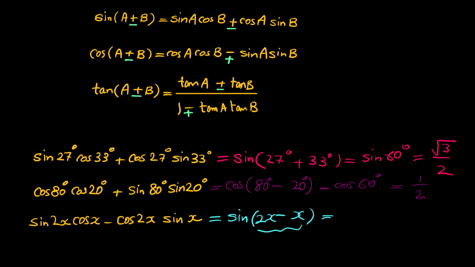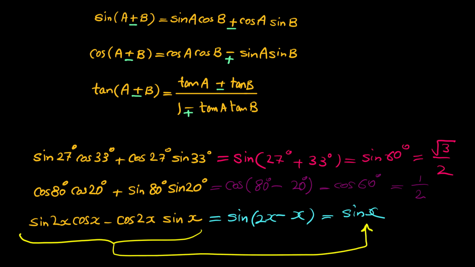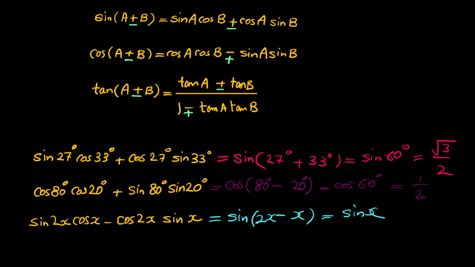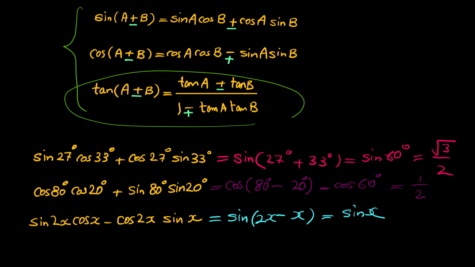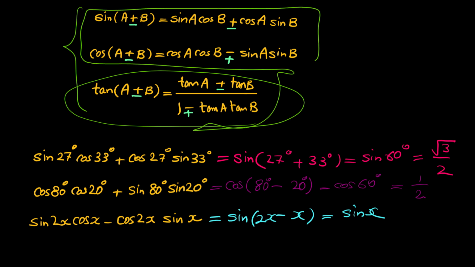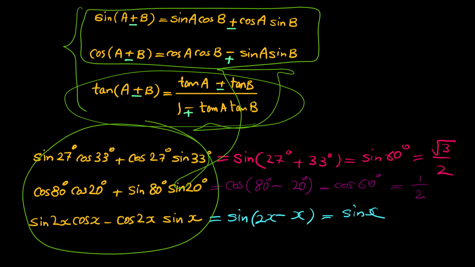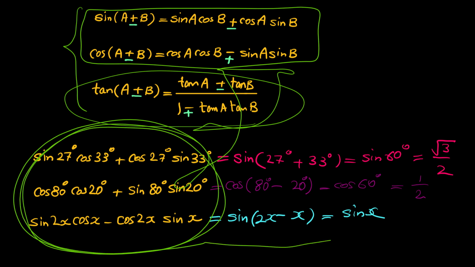2x minus x is x. So this equals sine of x. So we simplified this complicated expression, and the answer is just sine x. Very simple answer. So we use these identities, of course not this one yet, but these two identities, to simplify these really complicated expressions, and these are the answers.